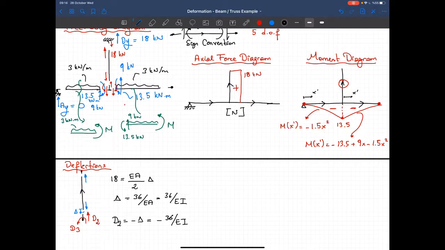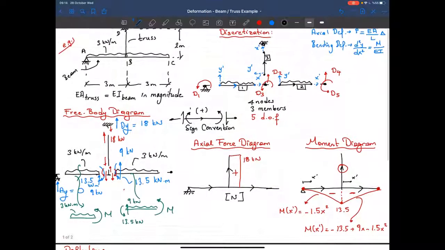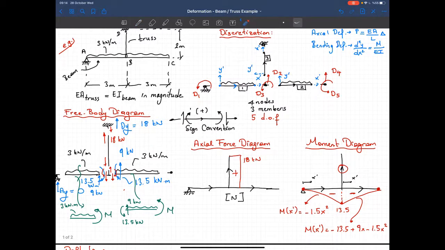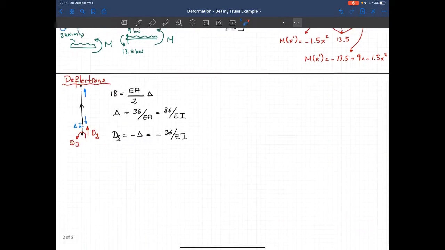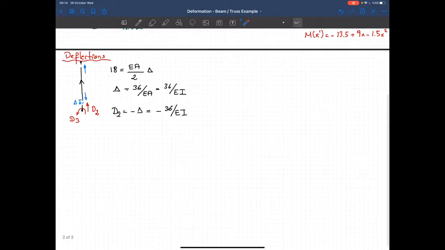Why negative? Again, let's take a look at this degree of freedom. According to my definition here, I assume that the positive direction for d2 is in the plus y direction, okay? If it moves in the upward direction, d2 would be positive. But as you can guess, this truss member is under tension and it moves in the downward direction. So that's why d2 should be negative, and that's the way we determine it.